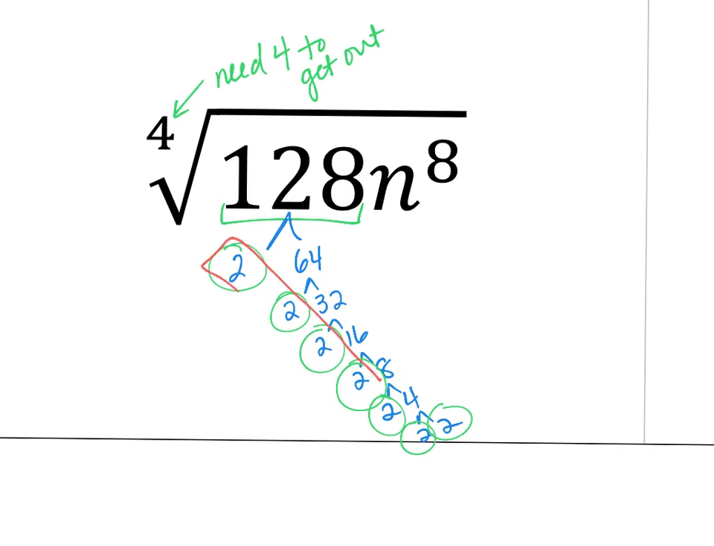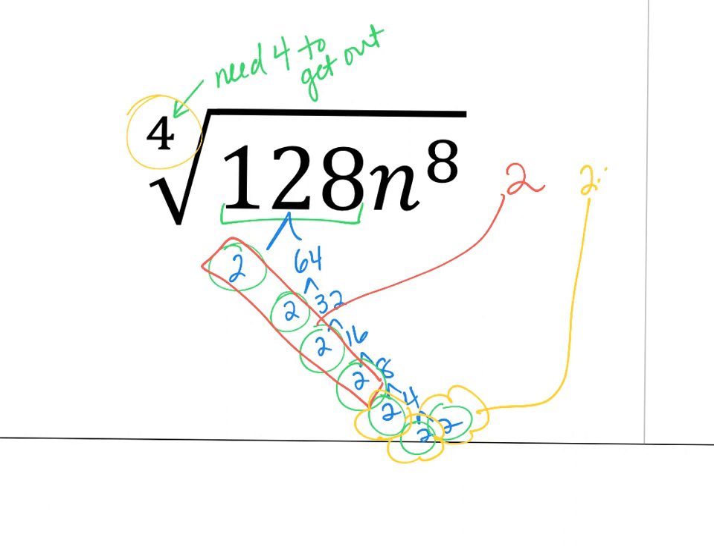So I'm taking this group of 4. It's going to come out as the 2. And that's all I can do with that. So that means these guys, there are 3 of them, but remember we need 4. So those 3 are going to stay inside. So we have 2 times 2 times 2 inside. And I don't want to forget, this has to be a 4th root. So just dealing with the numbers, we got that down. So now what we want to do is deal with the variable. Now, n to the 8th really means n, 1, 2, 3, 4, 5, 6, 7, 8.